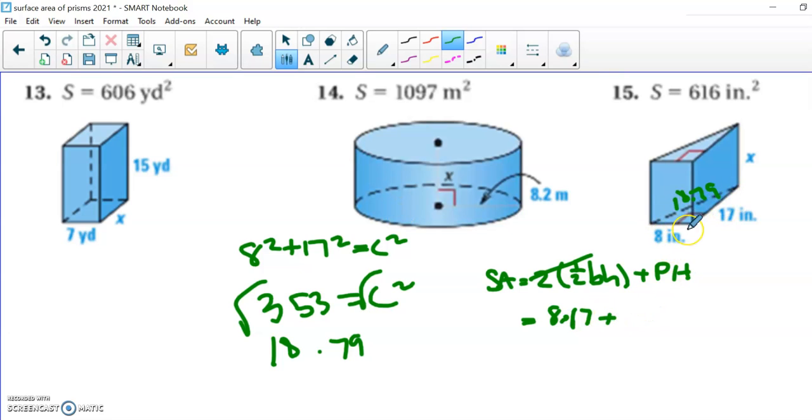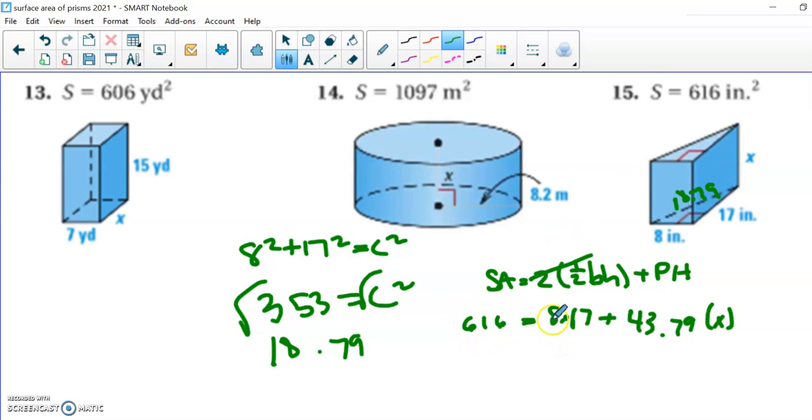And then to that, we're going to add the perimeter of the base. So that's why we had to calculate that missing side. So I have 8 plus 17 plus 18.79. And that gives me a perimeter of 43.79. And then we're going to multiply that times the height. That's going to take care of all the 3 sides together. And we're given that the surface area is 616.